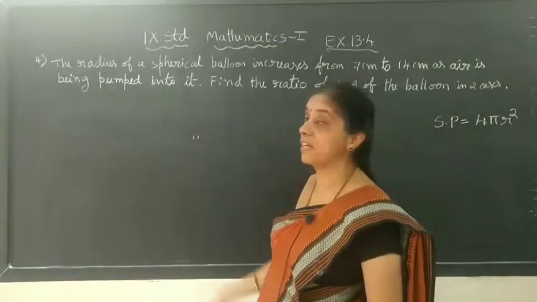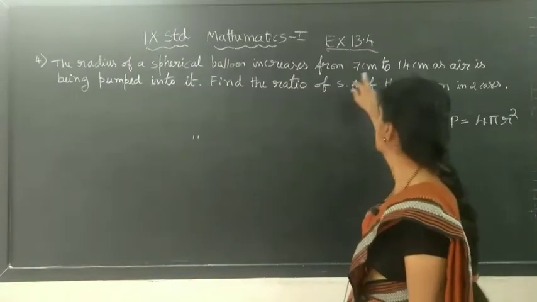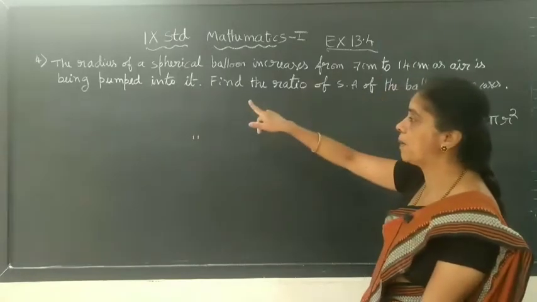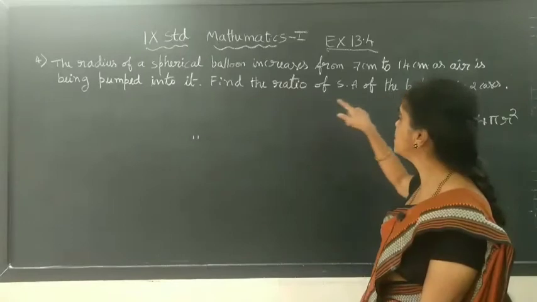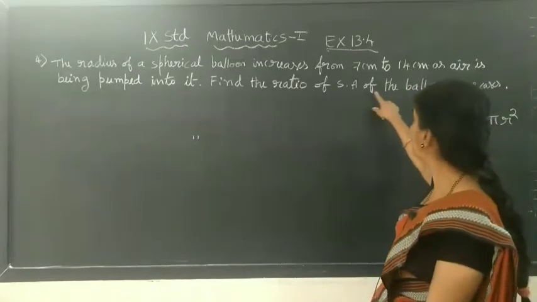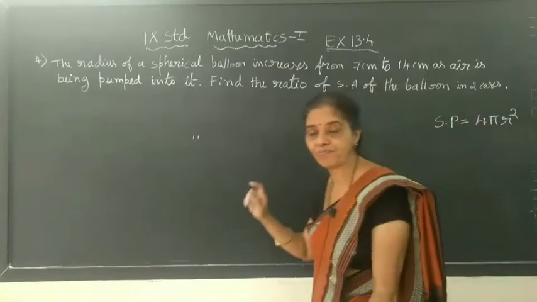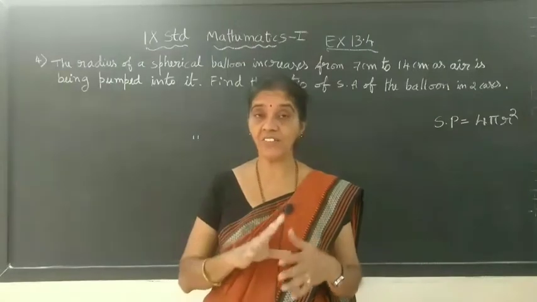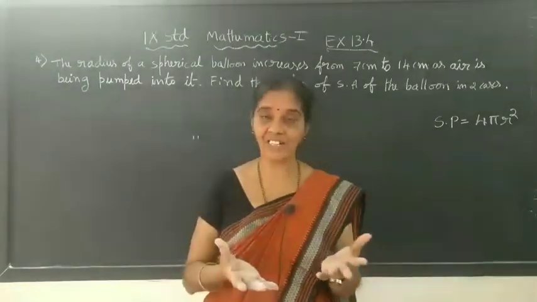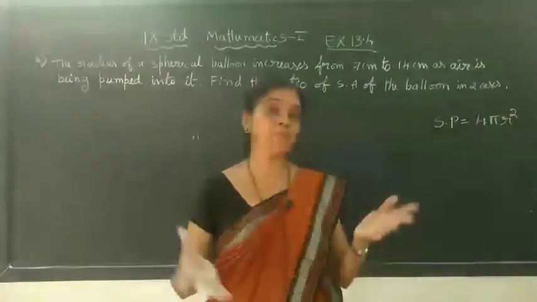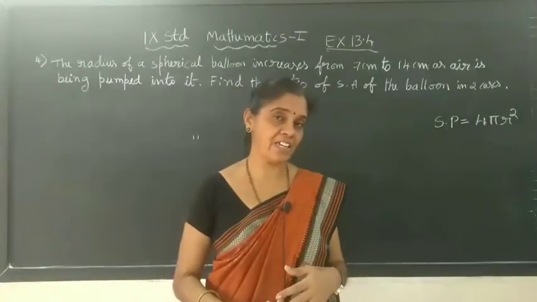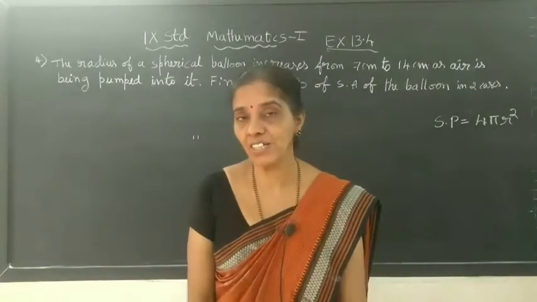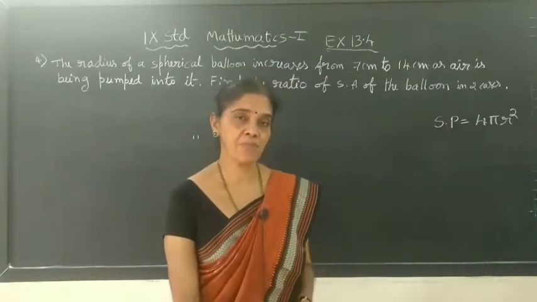The radius of a spherical balloon increases from 7 centimeter to 14 centimeter as air is being pumped into it. Find the ratio of the surface area of the balloon in the two cases. Here they have taken a spherical balloon which is already filled with air. It has got the radius 7 centimeter. But they want it still bigger, so they filled much more air again, and then the balloon has got the radius 14 centimeter. It will maintain the same spherical shape.